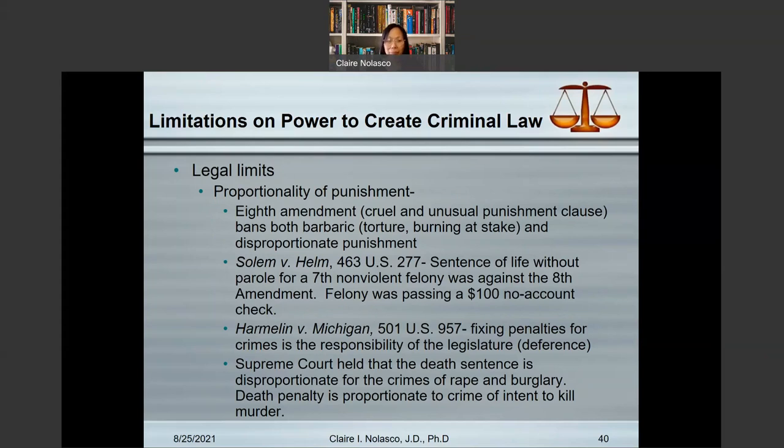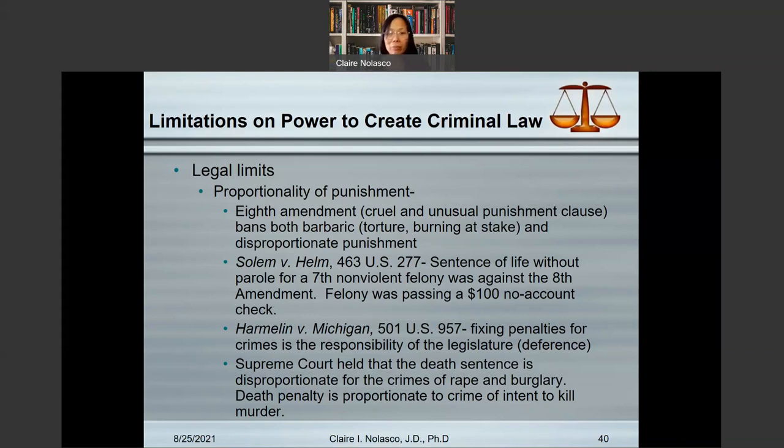In Solem versus Helm, the U.S. Supreme Court ruled that a sentence of life without parole for the seventh nonviolent felony was against the Eighth Amendment cruel and unusual punishment clause. In this case, the offender's seventh nonviolent felony was merely passing a $100 check that bounced. So his seventh crime was a bounced check, and he was sentenced for life without parole. So the court said that this was not constitutional.